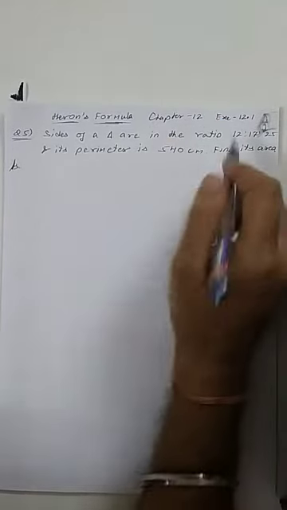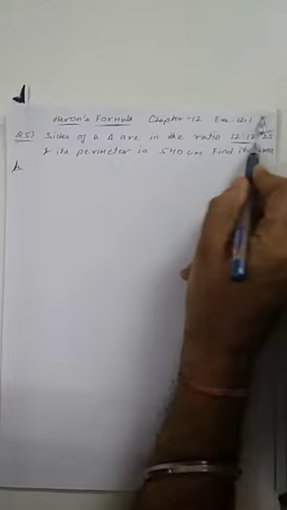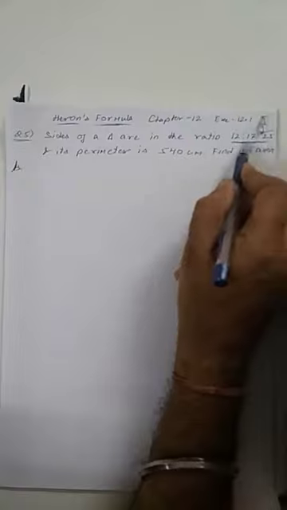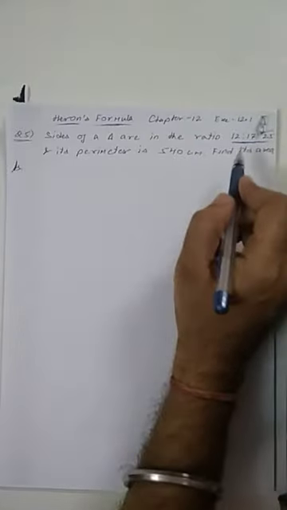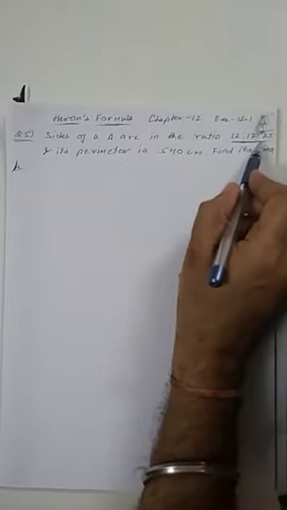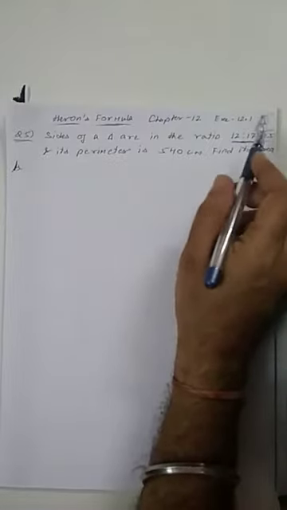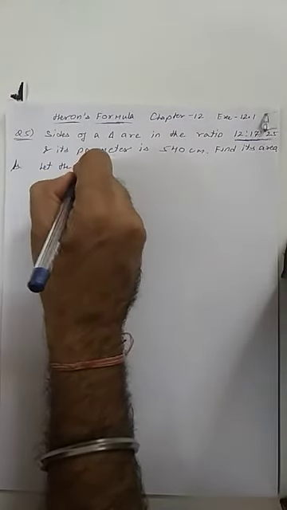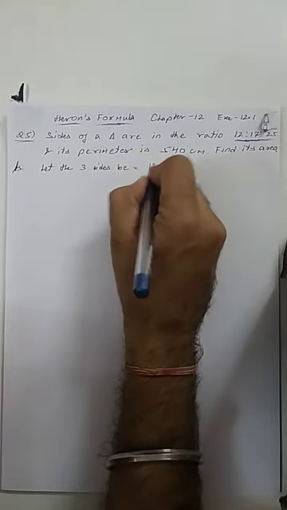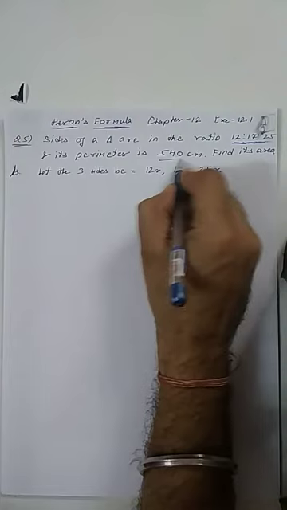But before that, it is given the sides are in the ratio. Always remember, whenever the sides are given in the ratio, we convert this ratio into the form of x. So let the three sides be 12x, 17x, 25x. Now it is given perimeter 540.